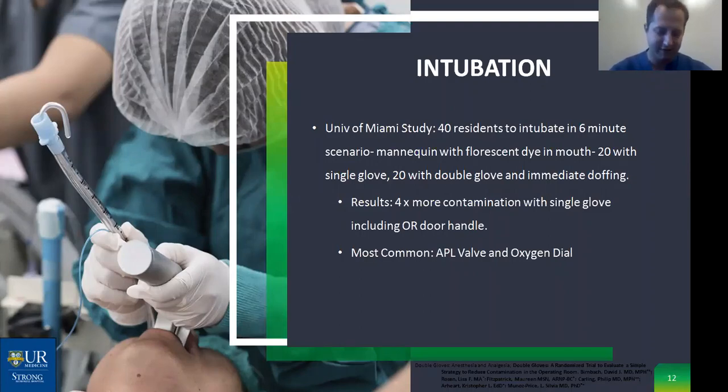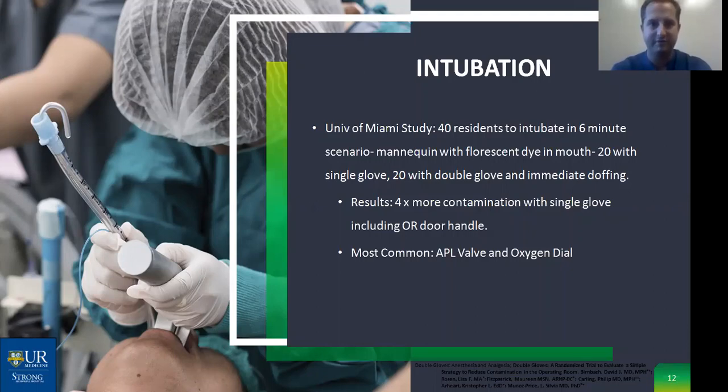And in his study, he found, not necessarily contrary, but in concordance, that among the patients, even with double gloving and with single gloving, the most commonly contaminated places, where they found the most fluorescent dye, were the APL valve and the oxygen dial. So consistent with the others, not exactly lining up, but consistent with the other studies.